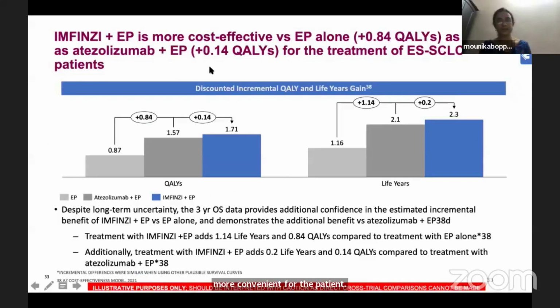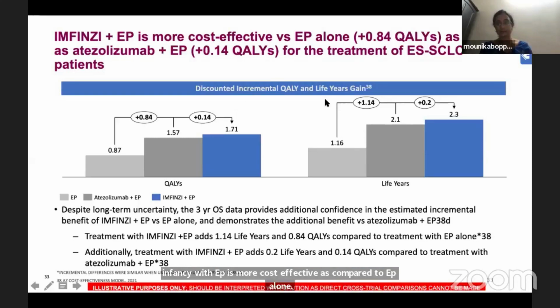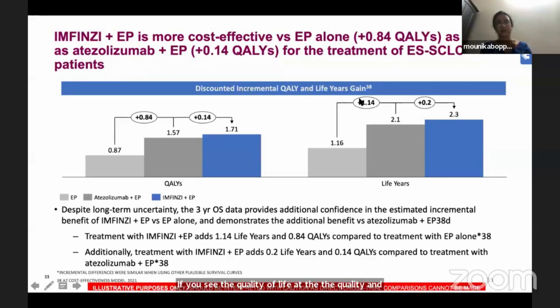Imfinzi with EP is more cost effective as compared to EP alone. If you see the quality of life, the quality and the life years gained also, despite the long-term uncertainty, the 3-year OS data provides additional confidence in the estimated incremental benefit of Imfinzi and EP versus EP alone, and demonstrates the additional benefit as compared to atezolizumab. So treatment with durvalumab is calculated to add 1.14 life years and 0.84 quality adjusted life years compared to treatment with EP alone. So that way, if we see the durvalumab arm with respect to quality adjusted life years also, it did better.